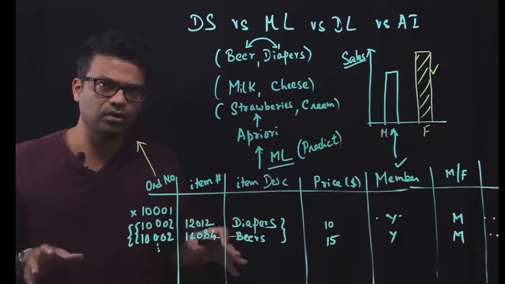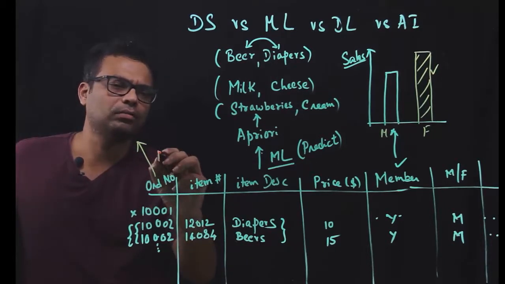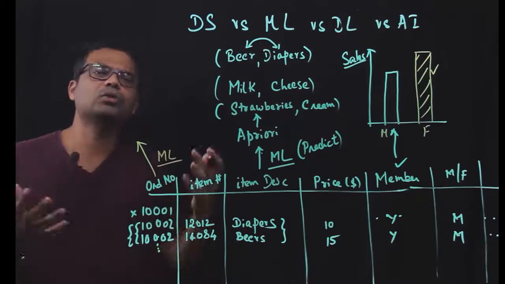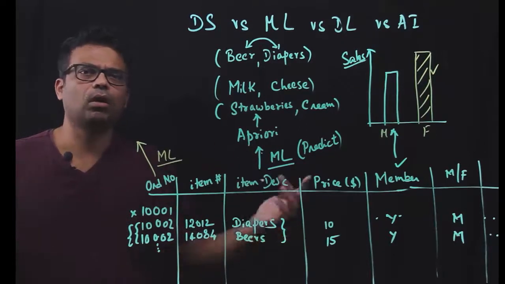There are no hard and fast rules for it. And this can be done using a variety of ML algorithms. I'm not going into the details of what ML algorithm you can use. You can use logistic regression or some kind of classification algorithm.